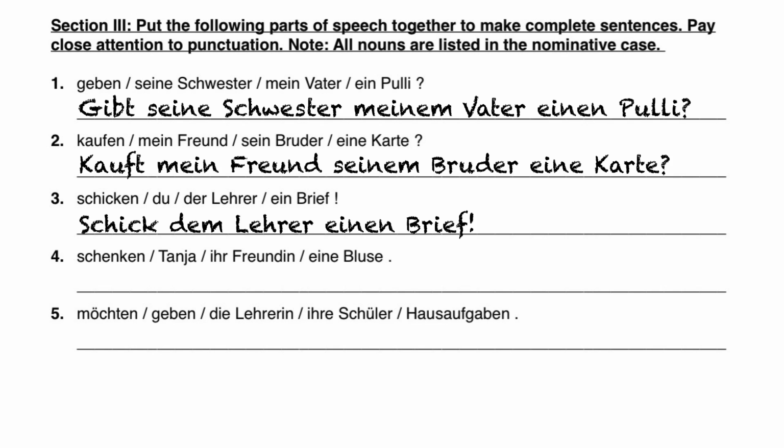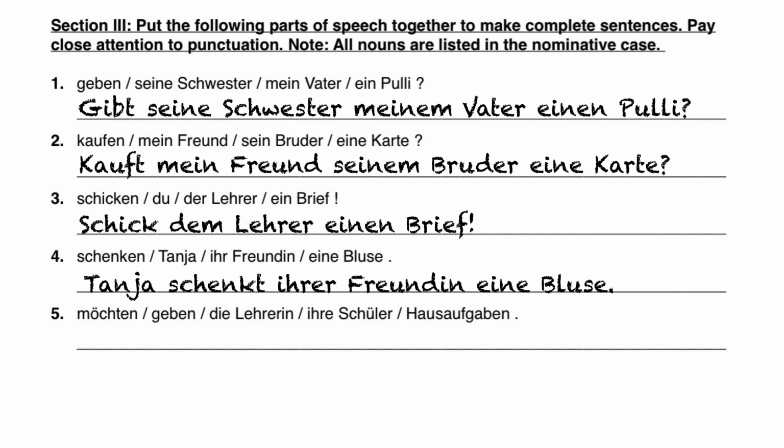In the next one we need a statement. Here we have schenken. Schenken is to give as a gift. And so we have here Tanya being our subject, schenkt, and then what is being given as a gift? That would be eine Bluse, a blouse, and then to whom it is being given, ihrer Freundin. So our full sentence is Tanya schenkt ihrer Freundin eine Bluse. Tanya is giving her friend a blouse.